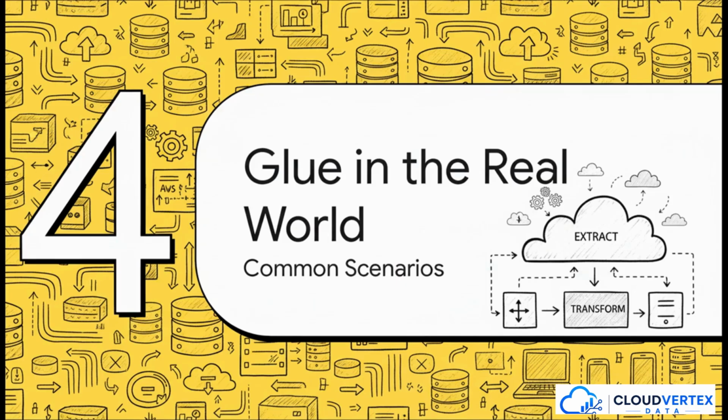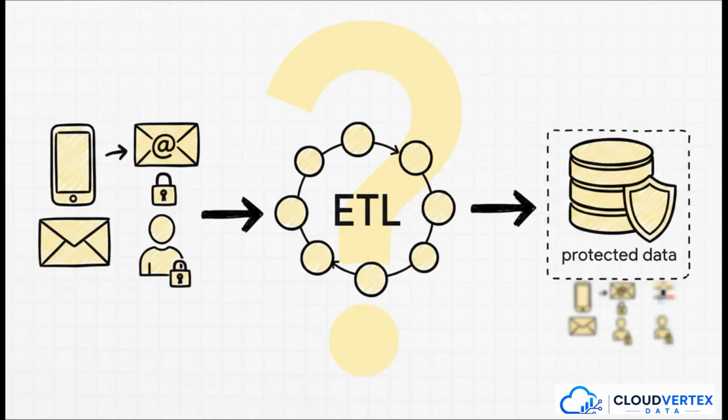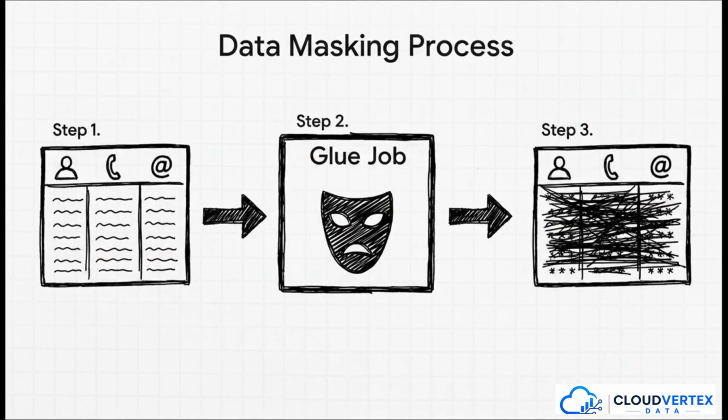Okay, theory is great, but how does this actually work in practice? Let's take a look at a few common, real-world scenarios where AWS Glue really shines. First up, a big one, data privacy. We all have sensitive user data, things like phone numbers or email addresses. You need to use this data for analytics, but you absolutely cannot expose that raw, sensitive information. So what do you do? Well, with Glue, you can build data masking directly into your transformation job. Your script can target those specific columns, the phone numbers, the emails, and it can anonymize that data before it ever gets loaded into your data warehouse. So you get the analytical value you need, all while staying compliant.